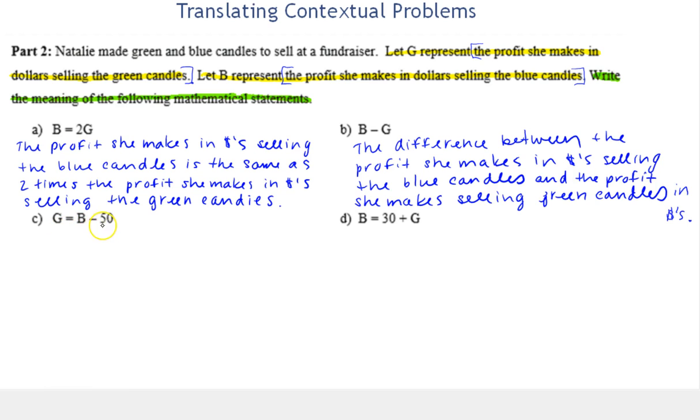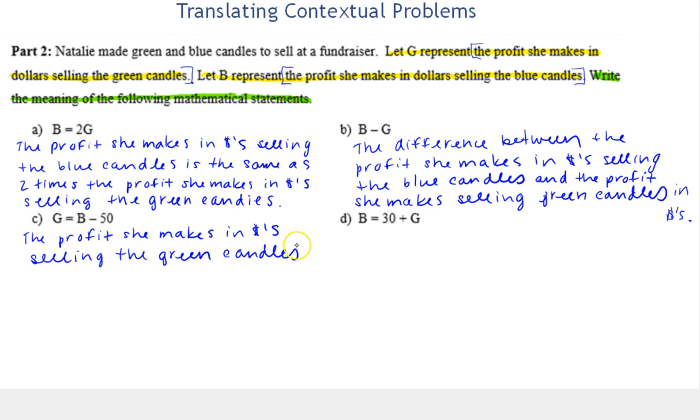G equals B minus 50. Okay, so we're going to start with the left-hand side, which is G. So the profit she makes in dollars selling the green candles. That's the left-hand side of the equation. So now I have equals, so I'm going to write is the same as. And on the right-hand side, we have B minus 50.